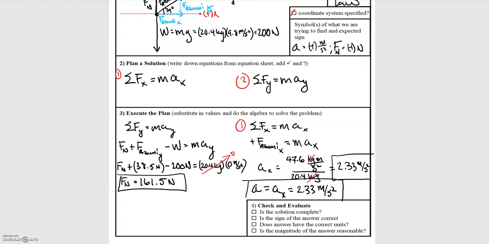Now, the next step was to find the normal force, the magnitude of the normal force, and we use the sum of the forces in the y direction, and we use Newton's second law. And so we have the normal force plus the y component of the applied force. And then this is where that minus sign comes in, from the downward pointing vector of weight. So that's why we didn't label weight as negative 200 newtons. We are going to include that negative sign here when we sum the forces, because the downward pointing vector tells us that we need a minus sign. And so substituting in all the values, we find that the normal force is equal to 161.5 newtons.